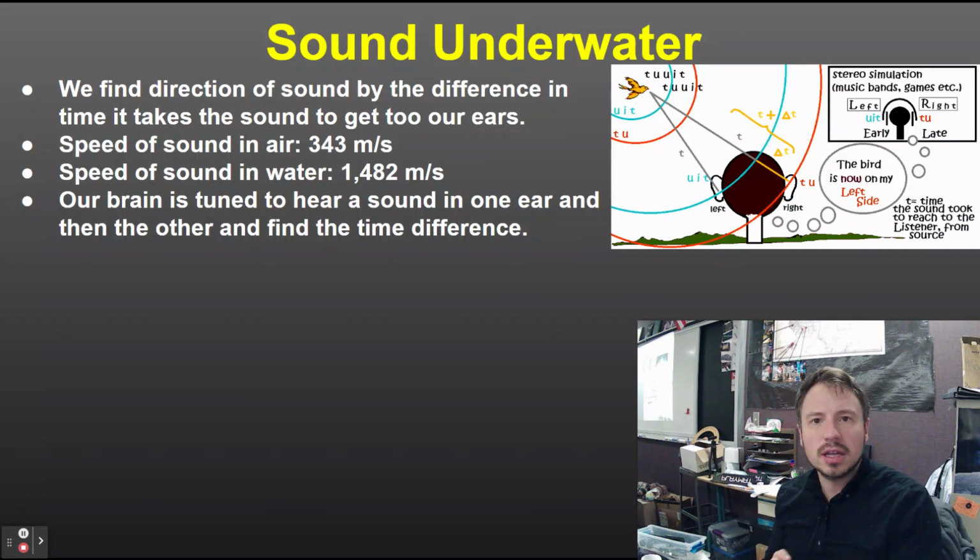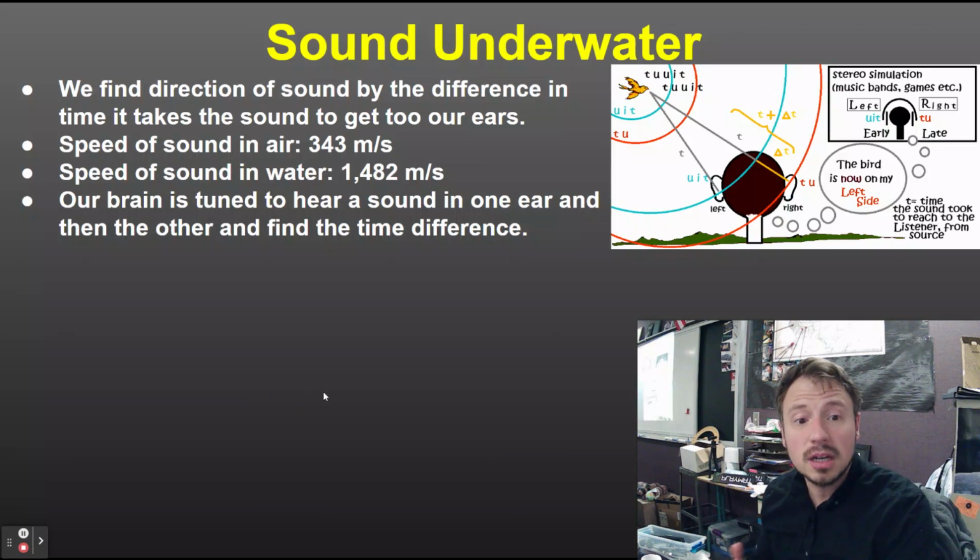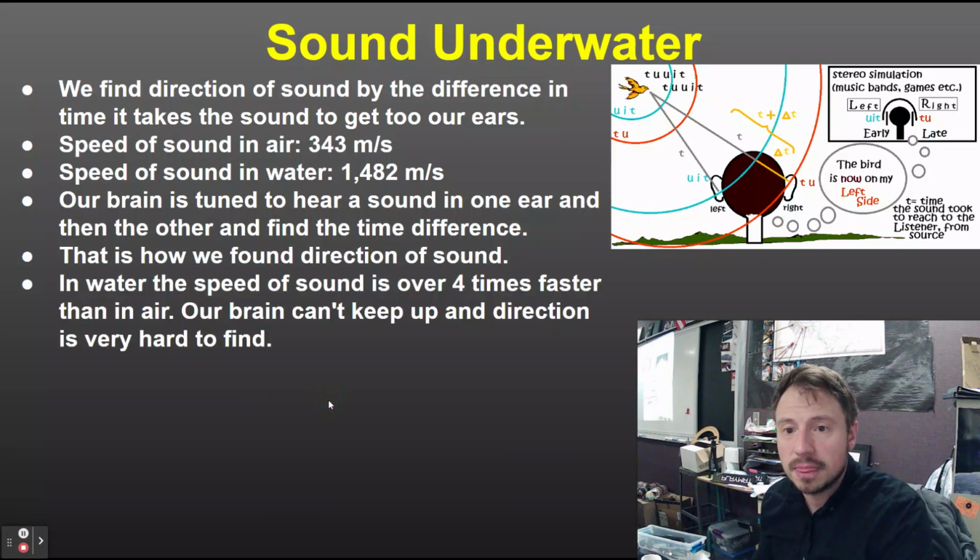So if you're underwater, like in a pool or a lake or an ocean, and someone is making a noise or banging on something metal, you're going to have a very difficult time trying to find the direction of that sound. And it's because our brains just aren't adapted for that, right?